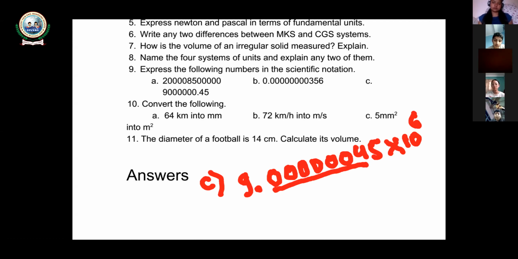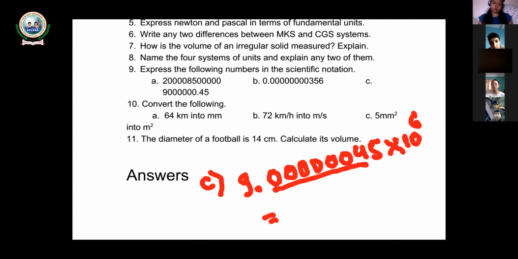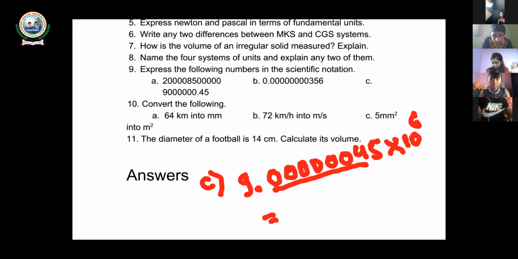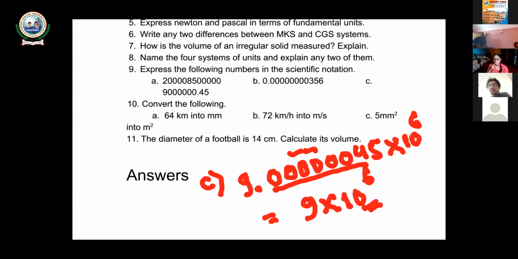So in this case also we can neglect these digits, because after the decimal there are many 0, which means that number is very small compared to 1. Then directly we can write 9 into 10 to the power 6. Okay, the final answer is clear.